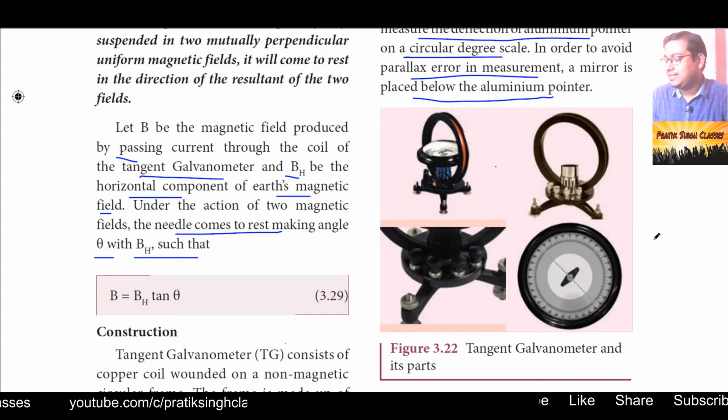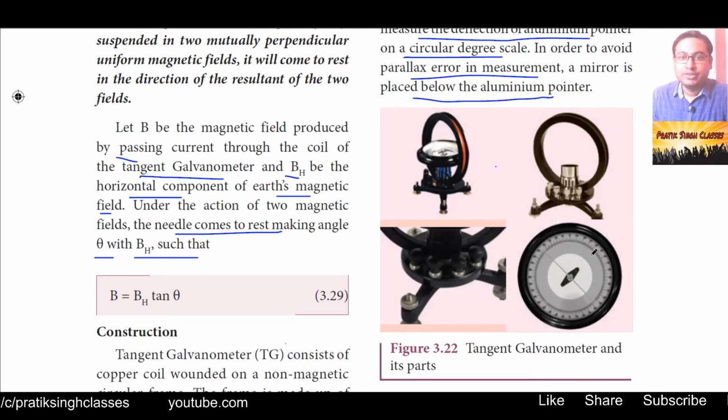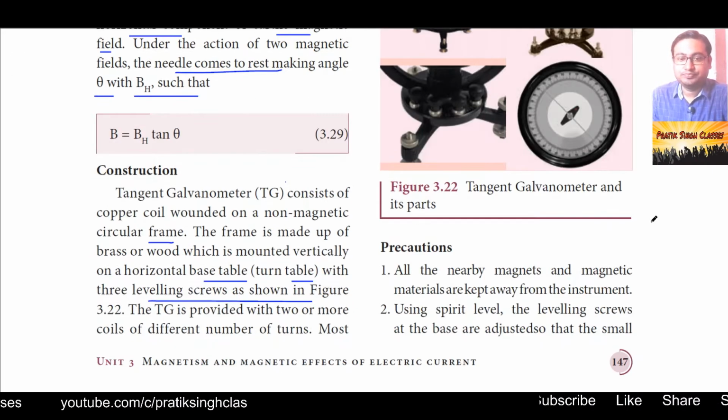About parallax error, you have learnt in class 9th. If you haven't, it is just like this: when we measure anything with the help of a scale, because of the different positions of the eyes we get different readings. That is called parallax error. To minimize that parallax error, we have a mirror below this pointer, below this scale. We cannot remove the error, but we can minimize it as much as possible.